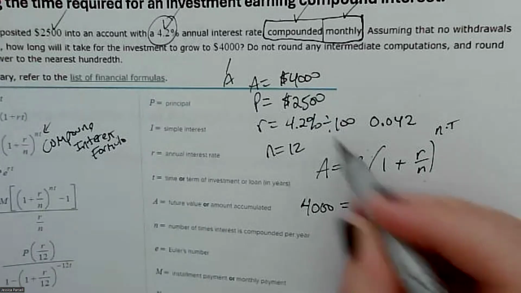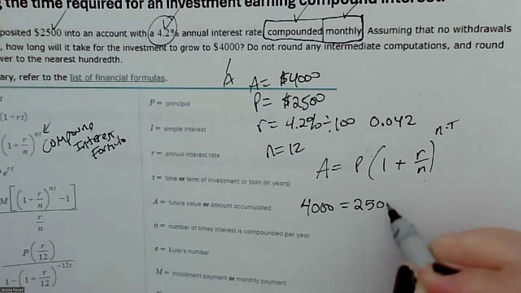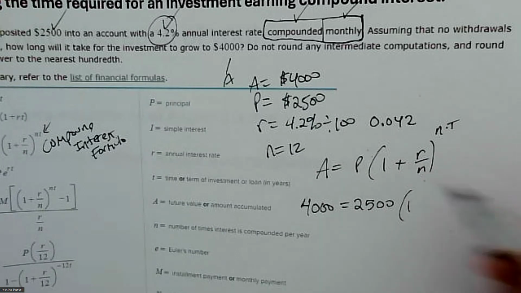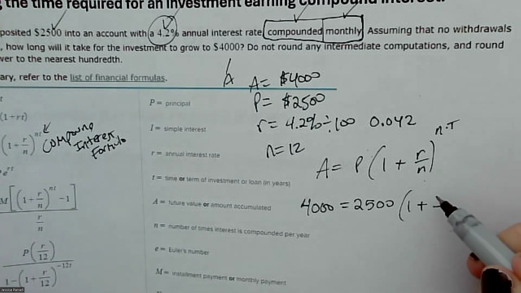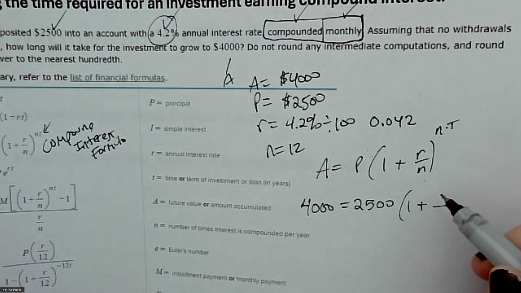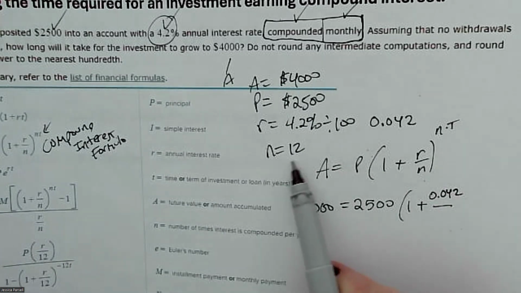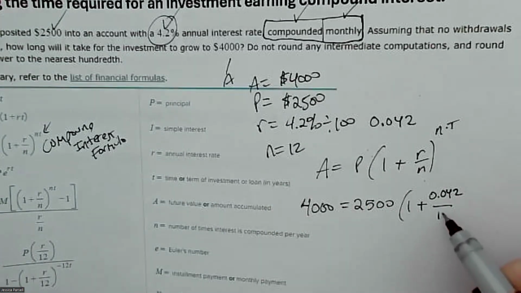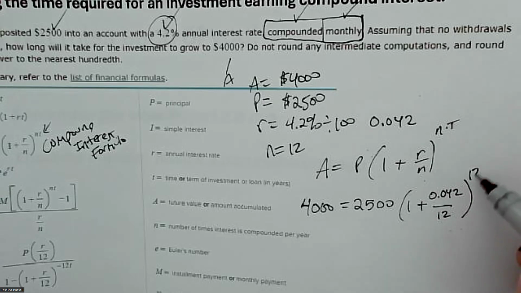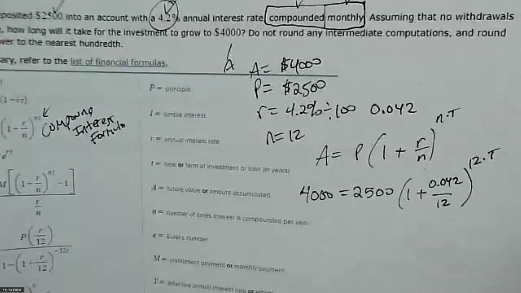It is equal to the principal that she came in with, which was 2,500, times 1. Now, 1 is standard, like brakes on your car, right? You just automatically get brakes when you buy a car. The rate we know is, what is the rate? Oh yeah, 0.042. And it's the number of times it's compounding, and it's monthly, so it's 12. So that goes here. It also shows up here, times T.